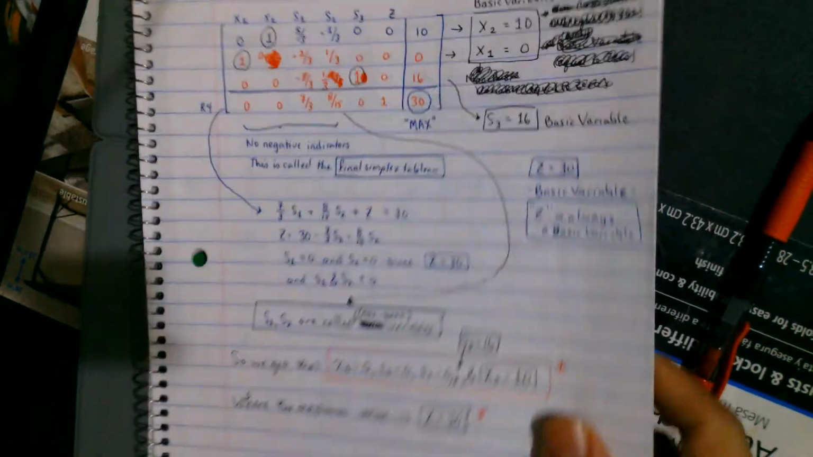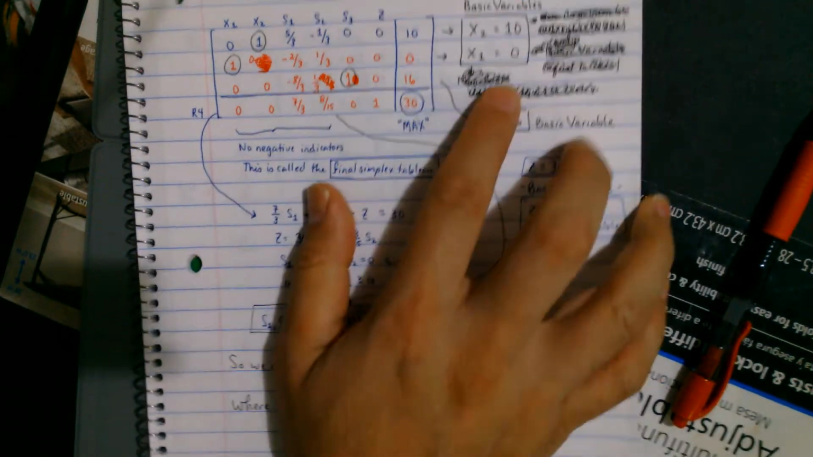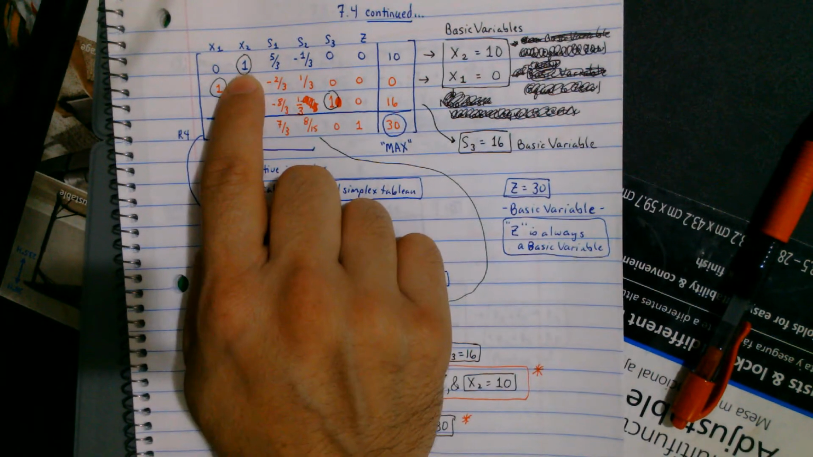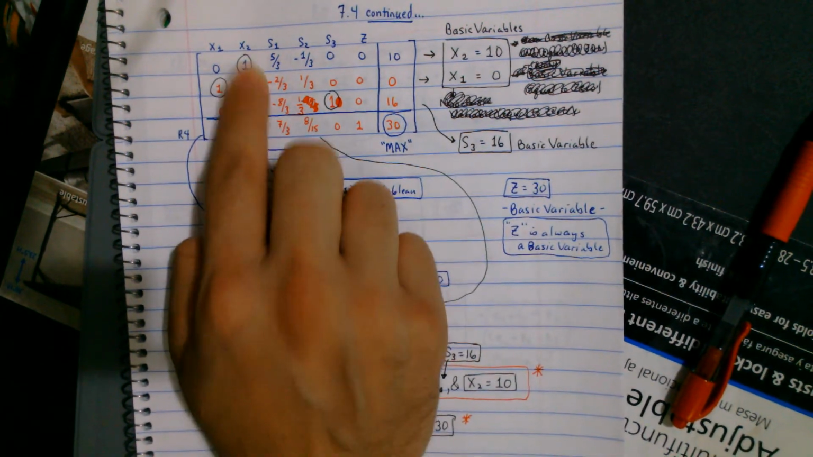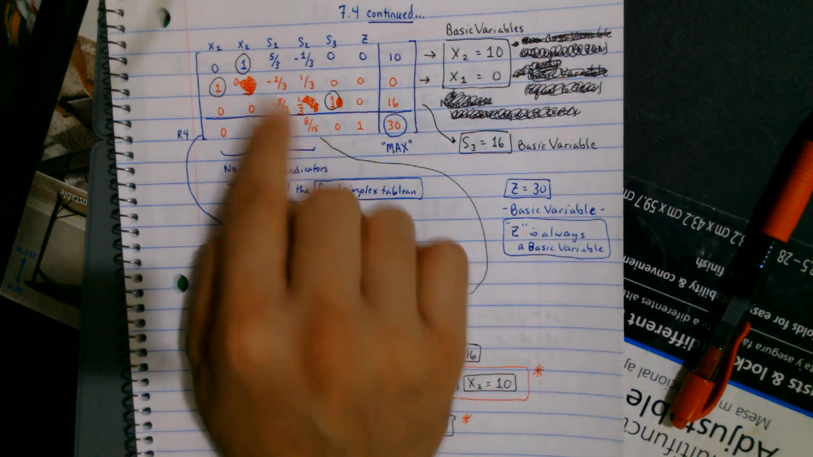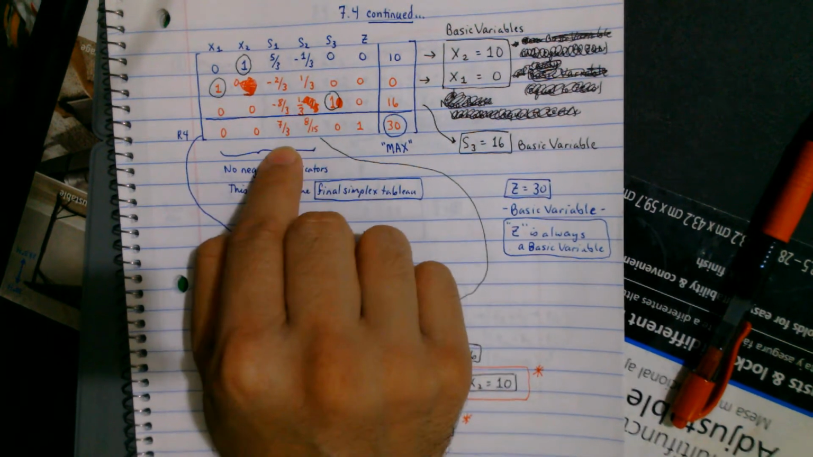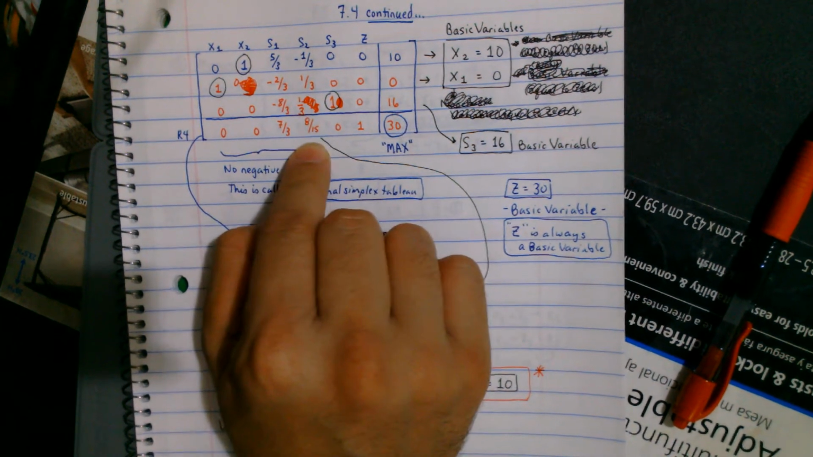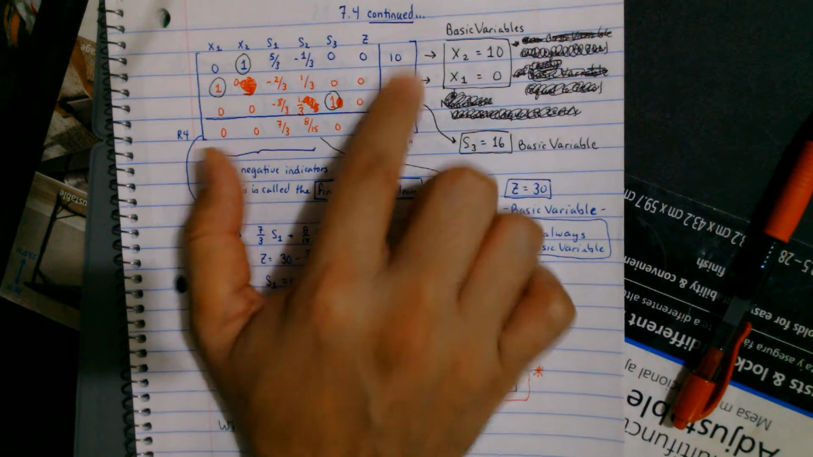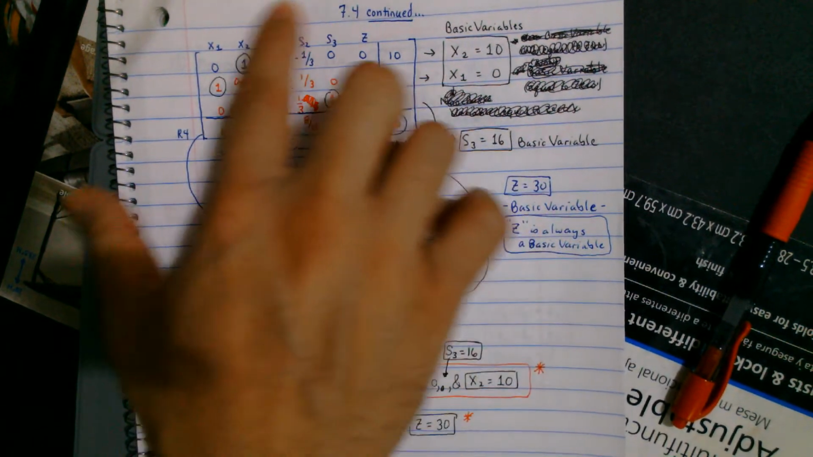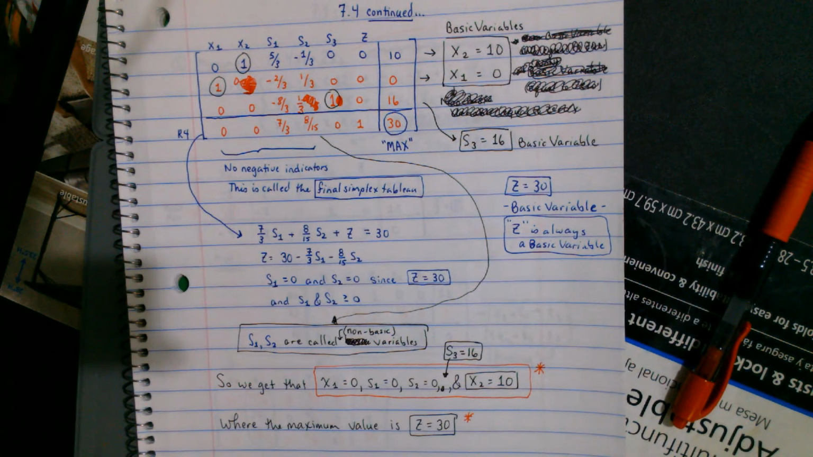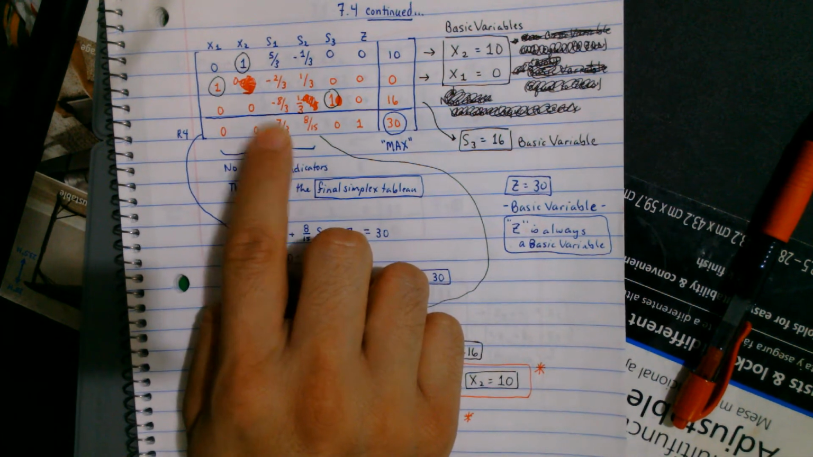sorry for the mess up there, but there's so much room for error. Again, you get the zeros down here. So notice that down here now, once you pivot twice, there are no more negative indicators, no more negative numbers. So this is what's called your final tableau. In other words, you don't have to go any further. You don't have to do more pivoting. That's essentially your answer here.